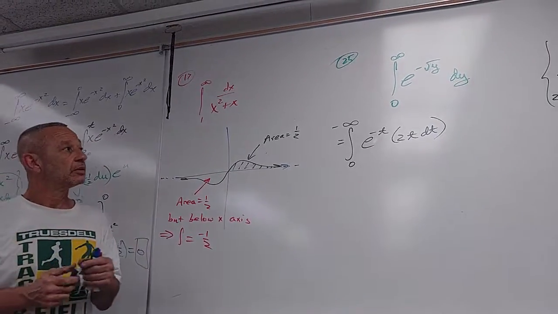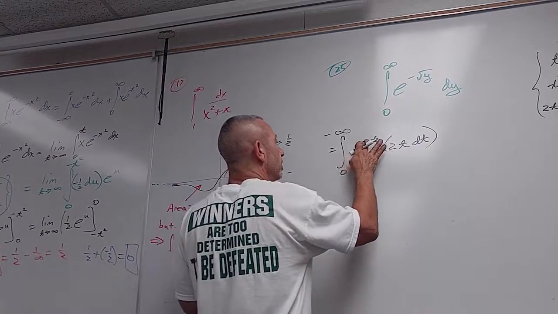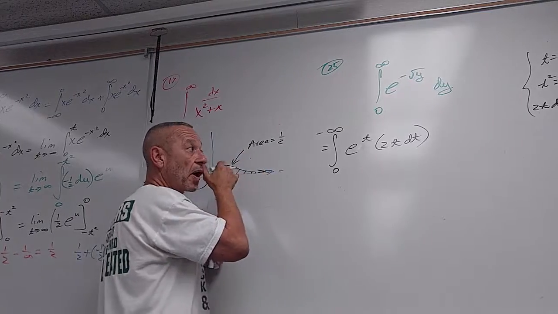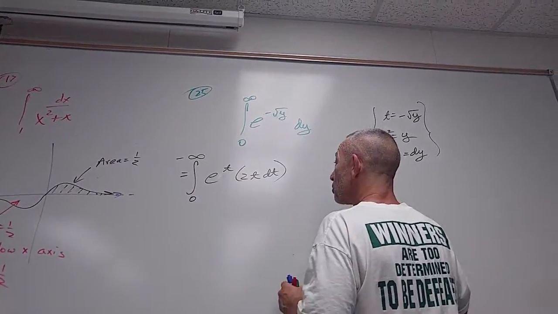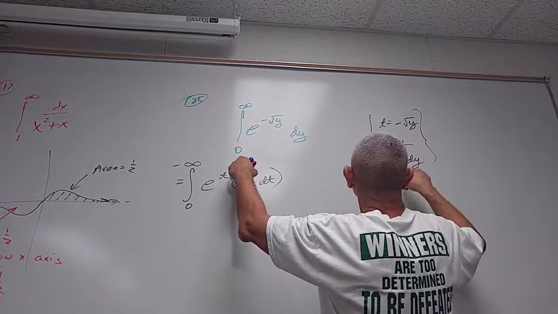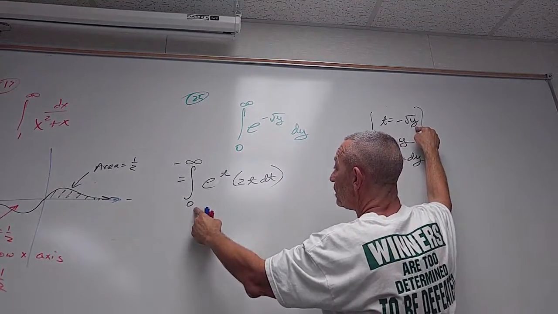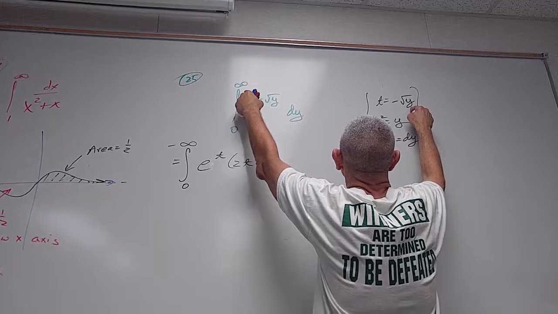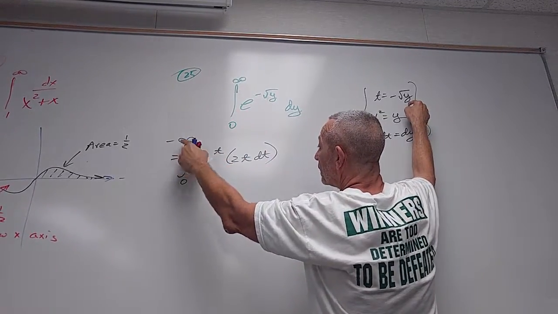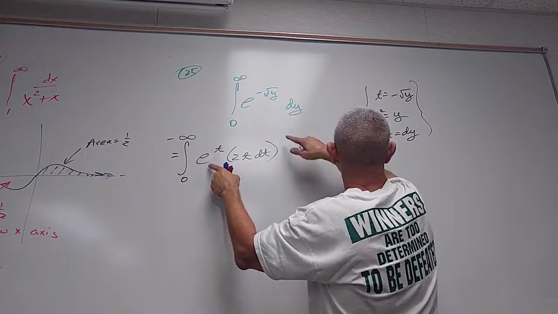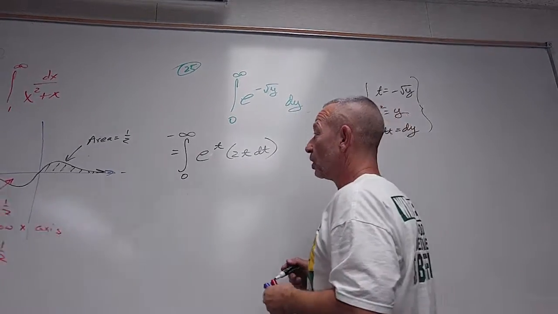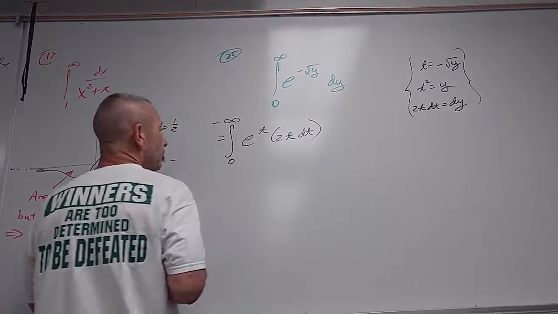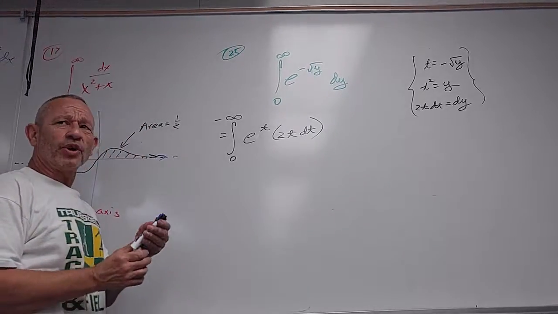Wait, why we switch to negative? And this is e to the plus t. Why do we change t equals? You'll see in a moment. Let's just make sure I did this right. When y is 0, t is 0. When y is infinity, t is negative infinity. e to the minus rad y is e to the plus t. 2t dt is still dy. So the question is, well, what the hell did you do that for, Newberry?